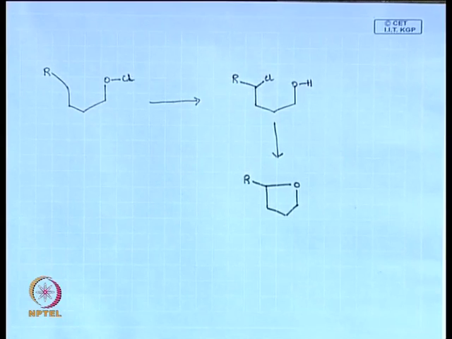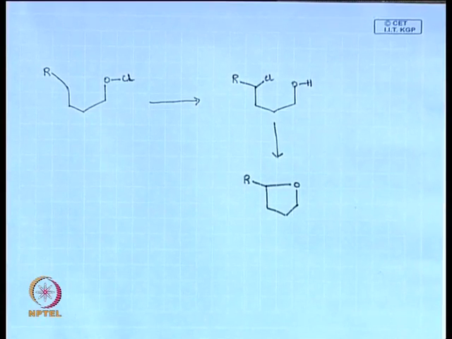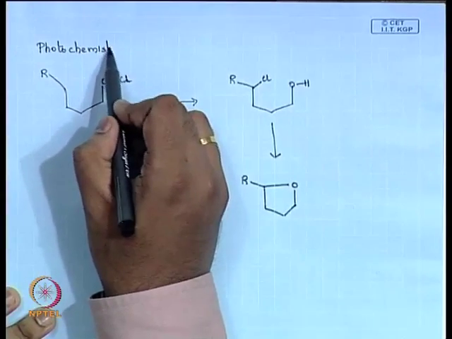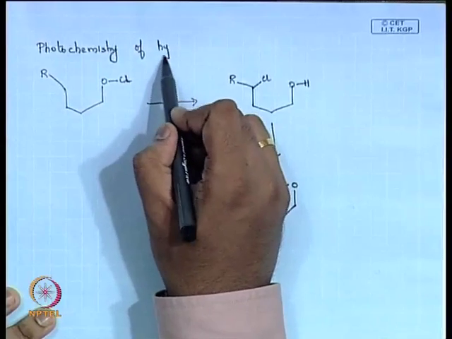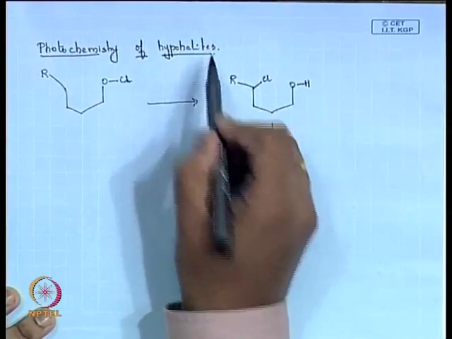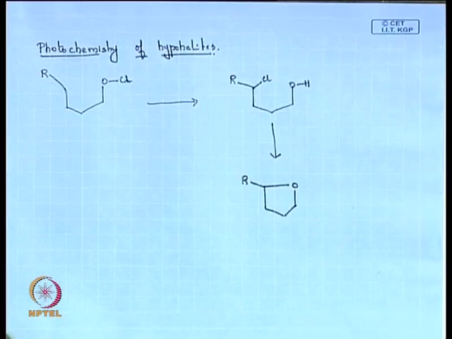See, in Hofmann you saw nitrogen 5-member rings. Here you can make oxygen type of 5-member rings. This we call the photochemistry of hypohalites. So, these are the three main reactions by which you can functionalize your remote carbons, right? One is your Barton, another is your Hofmann, and your hypohalites. So, in that sense, these are most of your photochemistry. Okay. So, thanks.